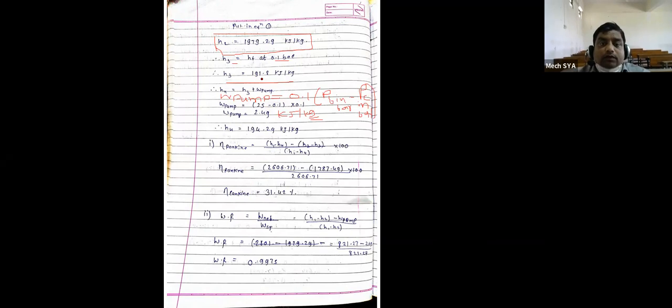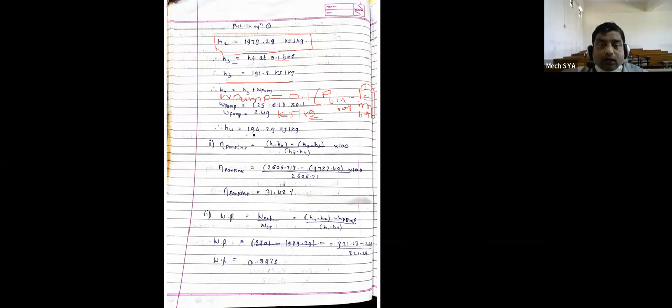191.2 plus here 2.49. The value will become 194.29 kilojoule per kg. And this will become the value now 31.48. Then the Rankine efficiency: already we got all the enthalpies.